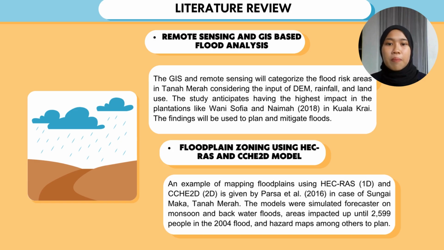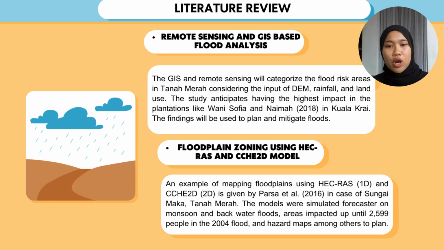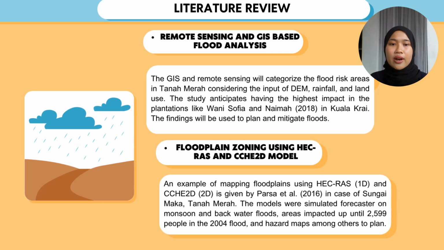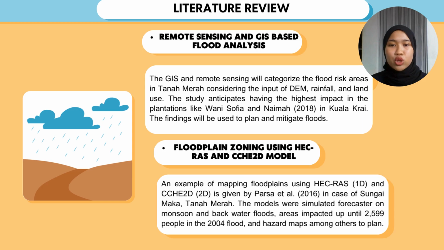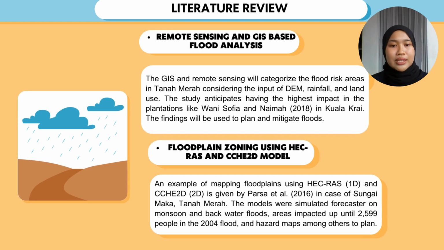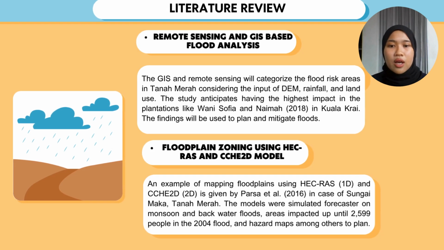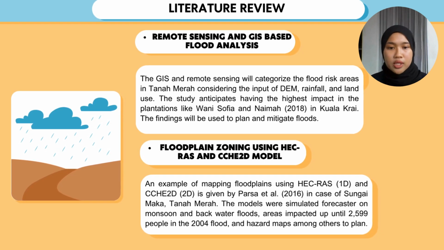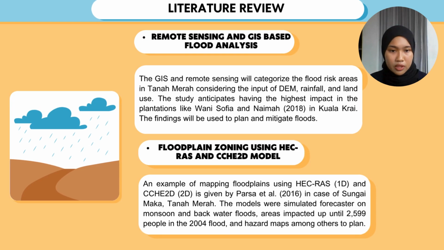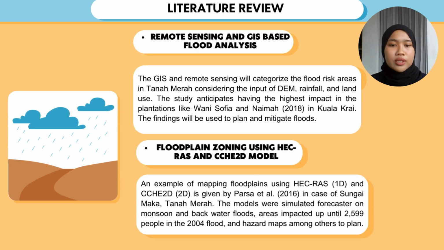Secondly, flood plain zoning using HEC-RAS and CCHE2D model. An example of mapping flood plain using HEC-RAS 1D and CCHE2D is given by Parsa E et al. 2016 in case of Sungai Maka, Tanah Merah. The model simulated forecasted monsoon and backwater floods, with area impact until 2,599 people in the 2004 flood, and hazard map among other to plan.